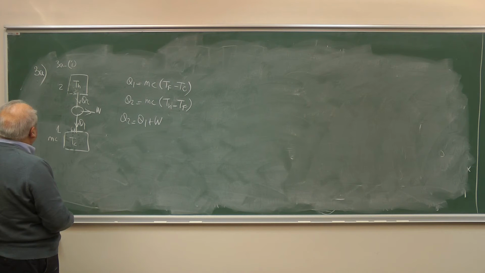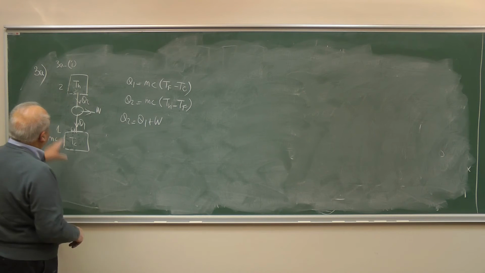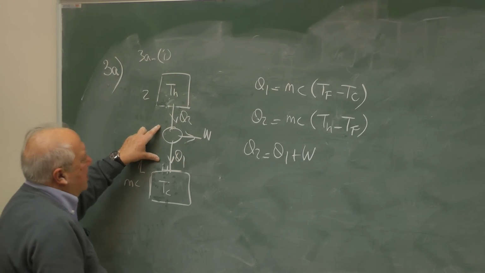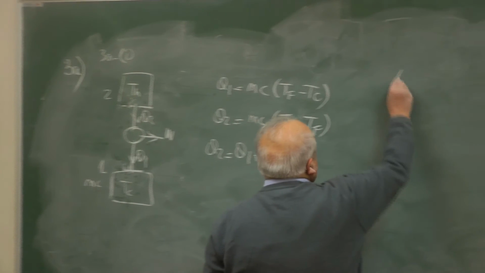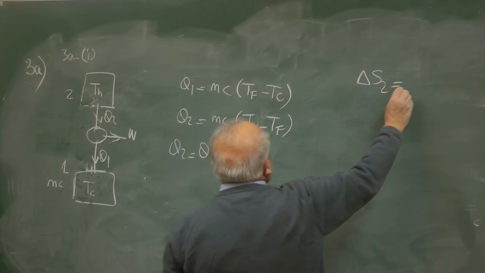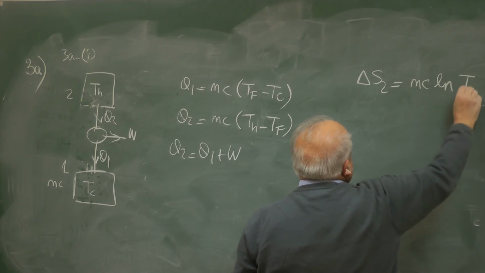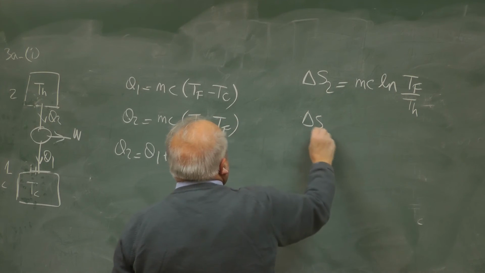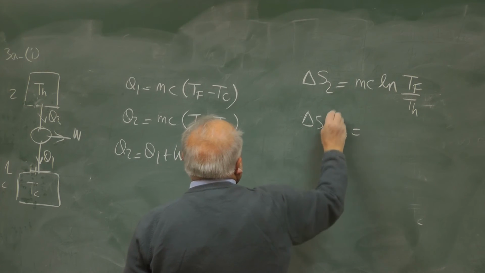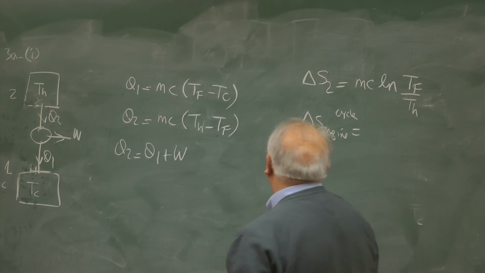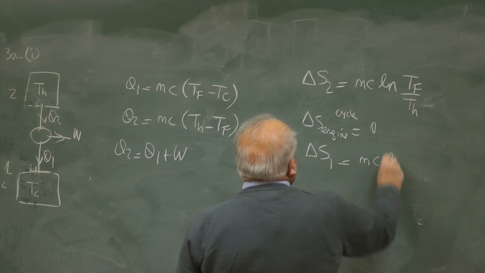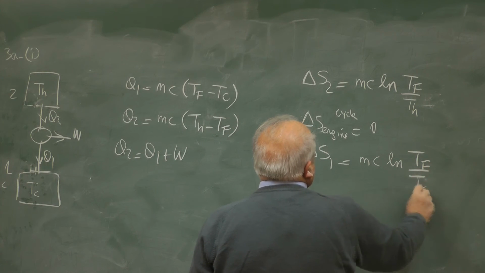So we can get a handle on this problem by looking at the entropy. Because it's a reversible engine, at the end of the cycle, total entropy change will be zero. So delta S2 is mc log (TF over initial TH). Delta S engine, because this was a cycle, it is zero. Delta S1 is mc log (TF over TC).